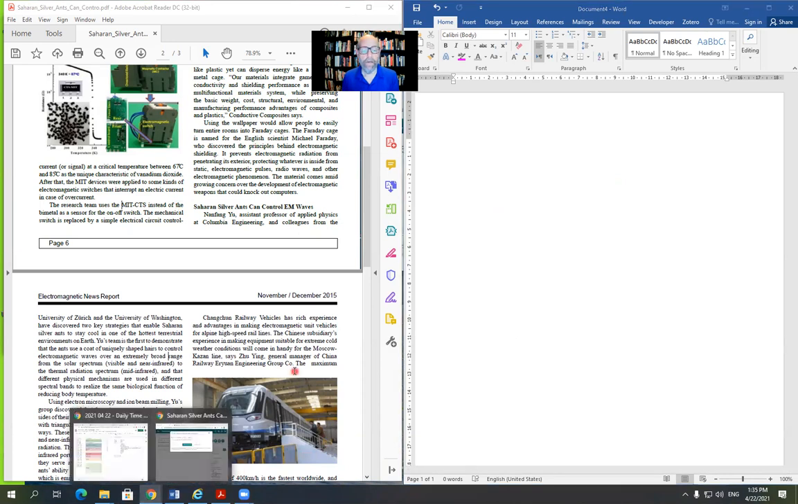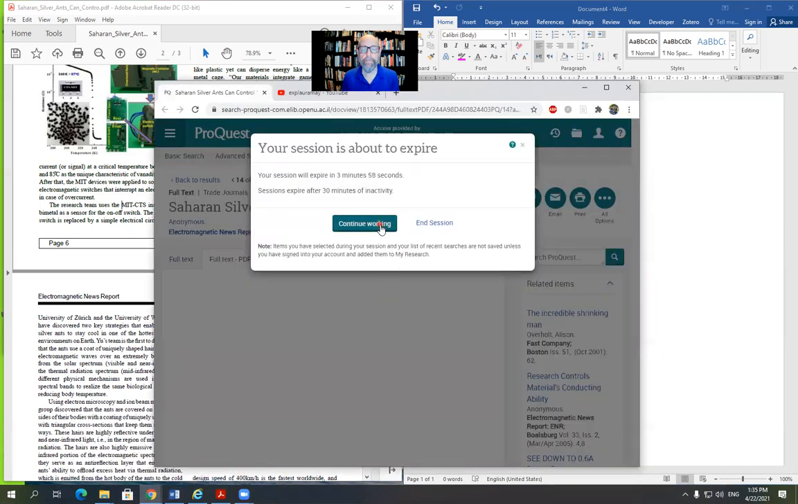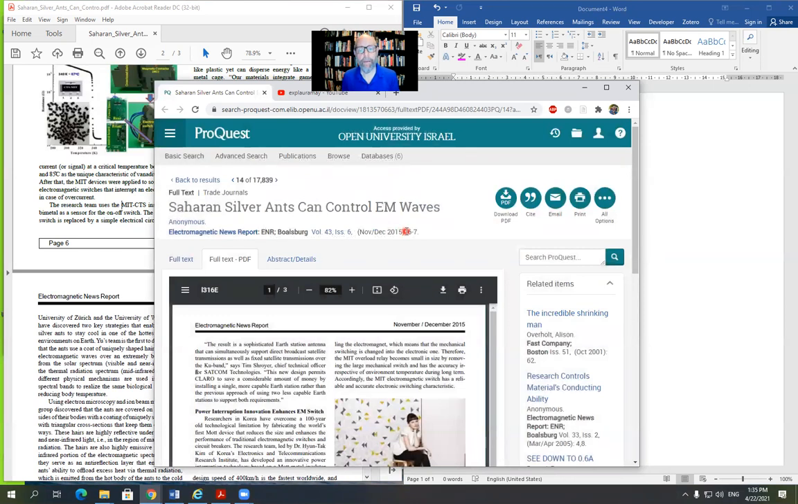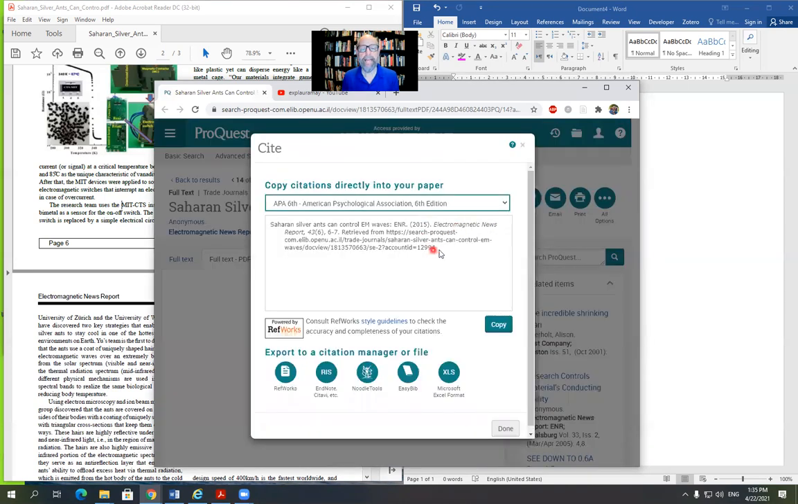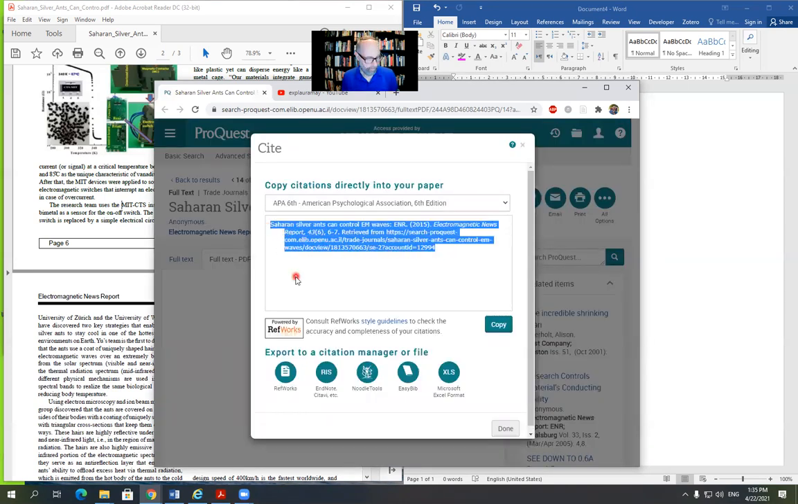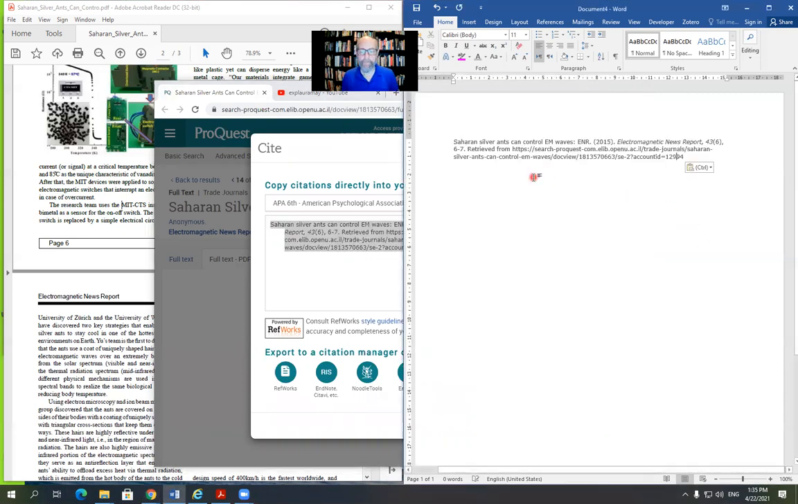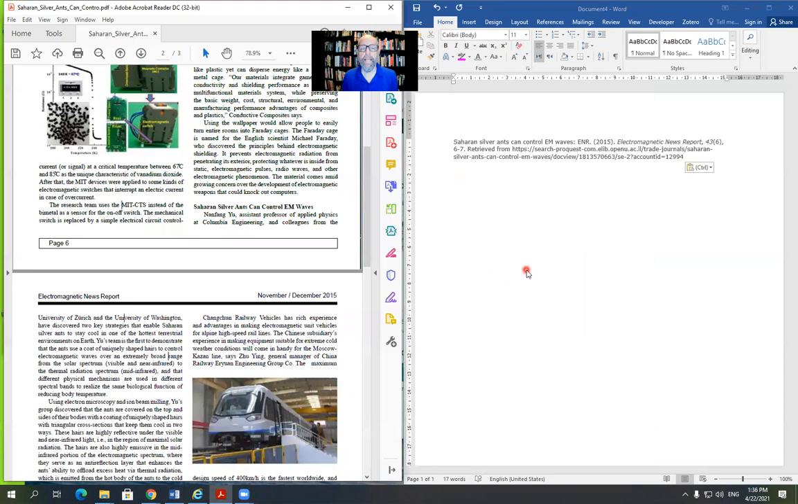So if I go back to the library where I found the article, I can just click Cite. And here I get the citation right there for me, as is, all taken care of. Okay, so you should always do this first. Now we're going to start reading.